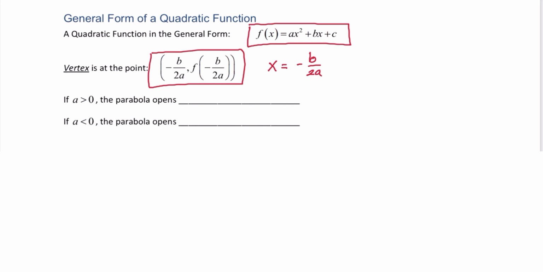Like in the previous example, when a is positive, that is when a is greater than 0, the parabola opens up. If a is negative, the parabola will open down.